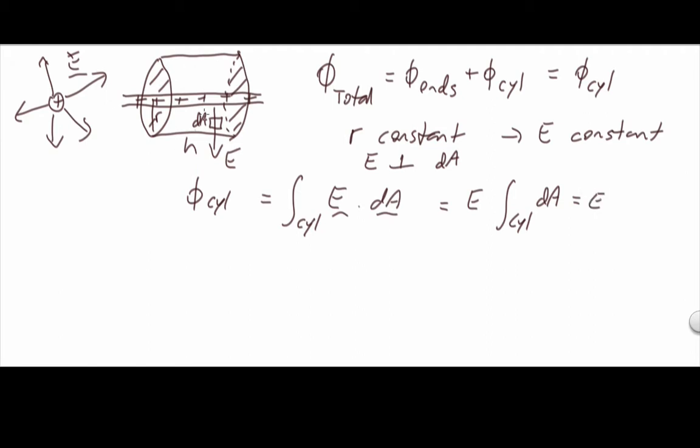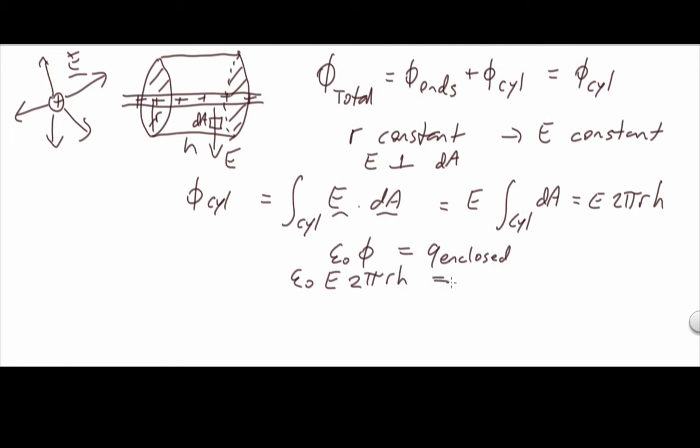So what would be the area of this surface? If you were to cut the cylinder open, you would see it's actually a rectangular shape. And one side would be the circumference of the circle, which is 2 pi r, and the other side would be h. Now, Gauss's law tells us that epsilon naught times the total phi will equal the charge inside the cylinder, the enclosed charge. So we have epsilon naught times that total phi, which is E times 2 pi r h.